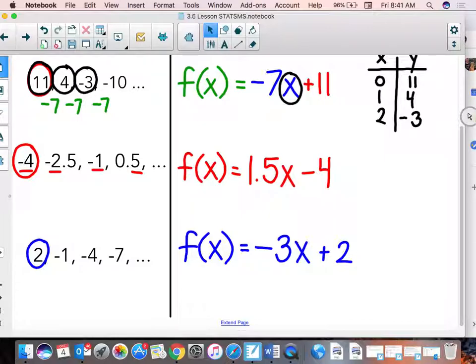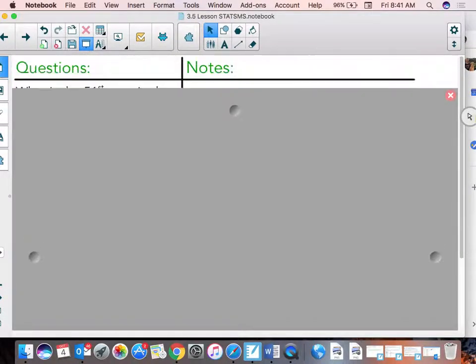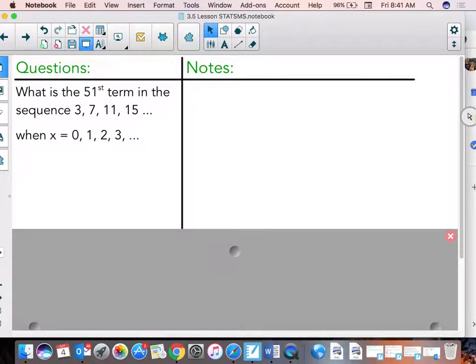All right. Now, we are going to be asked to find specific terms in our sequence. So this first one says, what is the 51st term in our sequence? Now we're given the first 4 terms: 3, 7, 11, 15. It would take us forever to get to 51 to find the 51st term.